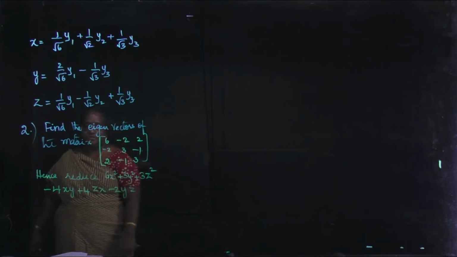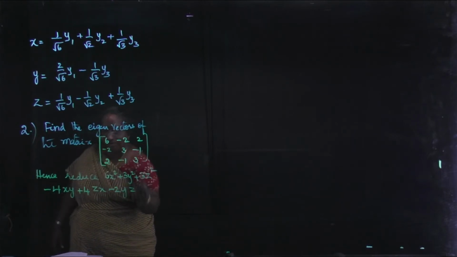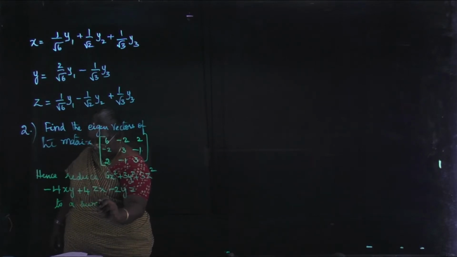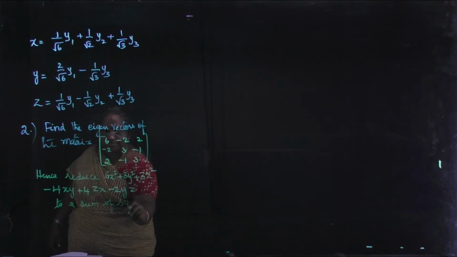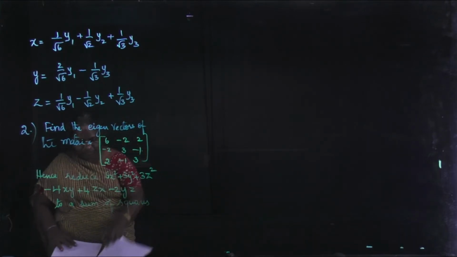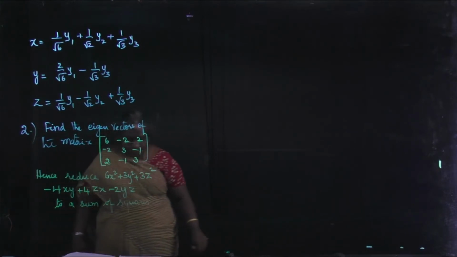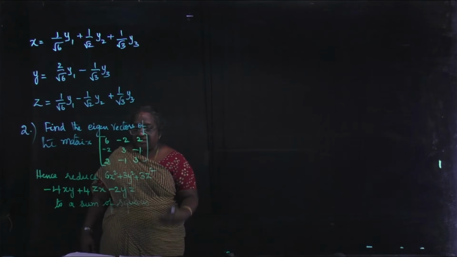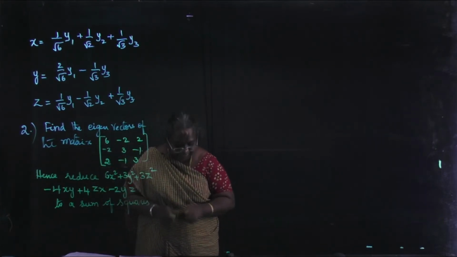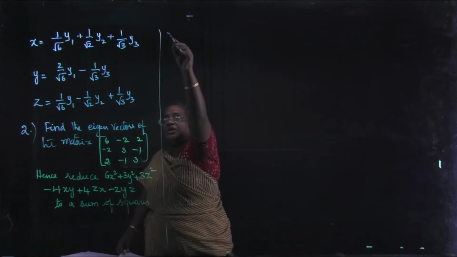So he asked, the matrix is given and he asked to reduce the quadratic form to a sum of squares. So sum of squares here, we mean we have to write it as normal form. And so here let us see the problem how to reduce it to orthogonal reduction. So you were given the matrix. So what is that we write here?